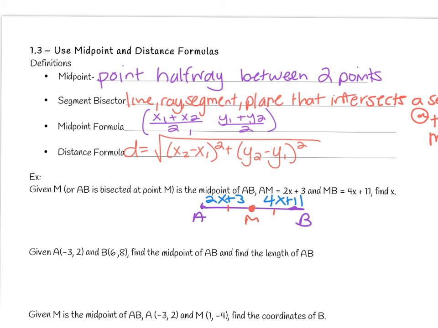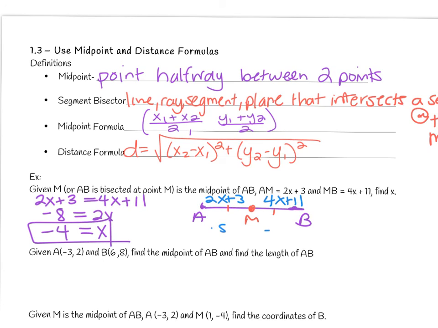So to solve this, I just set them equal to each other. 2x plus 3 equals 4x plus 11. Subtract the 2x and subtract the 11, and divide by 2. If this was the length of a segment, it couldn't be negative, but because we're just talking about the value of x, it can be negative. The answer can be negative.